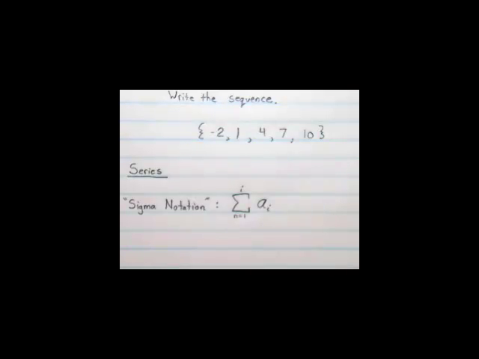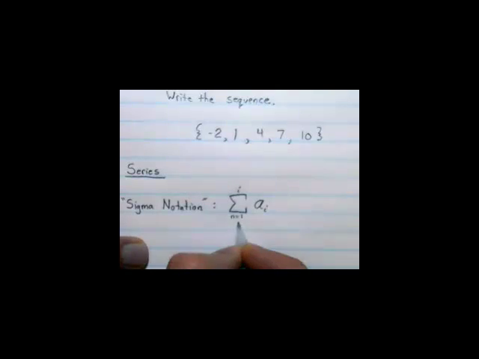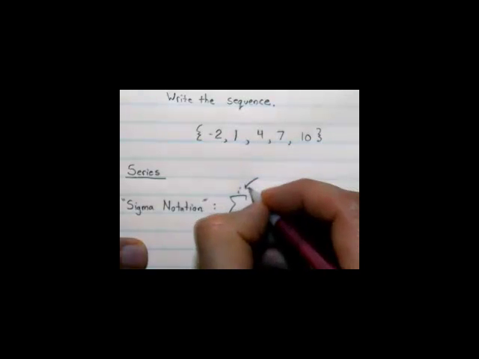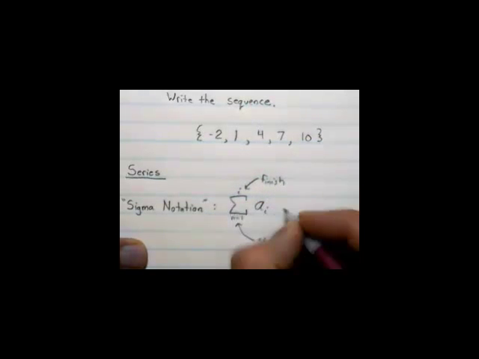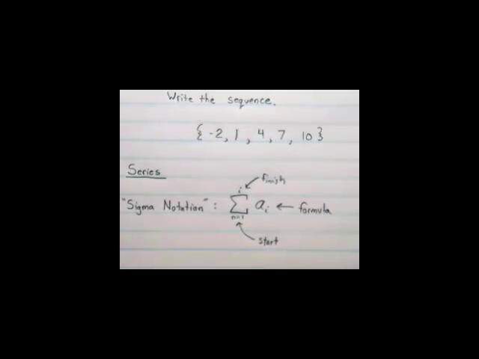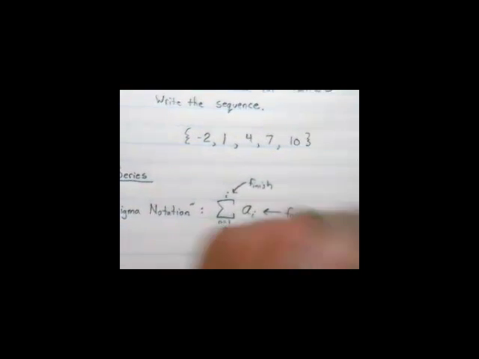Okay, so let's jot that stuff down. We have that in our notes too. So this is going to be the start. This is the finish. And this is the formula. And the reason that this is called sigma notation is just because this is a Greek letter, sigma. So you don't really need to know anything more than that. Okay, so let's see if we can take a series that's written in sigma notation and actually evaluate it. Add up all the terms that we're supposed to and put it together. All right, we'll do that on the next page.